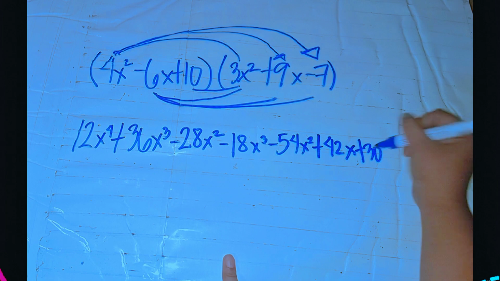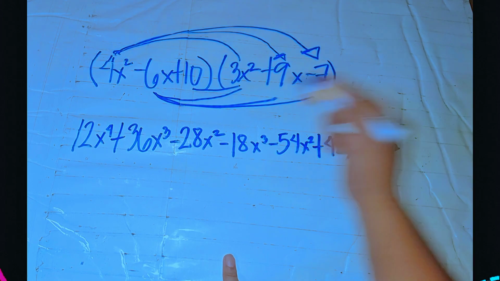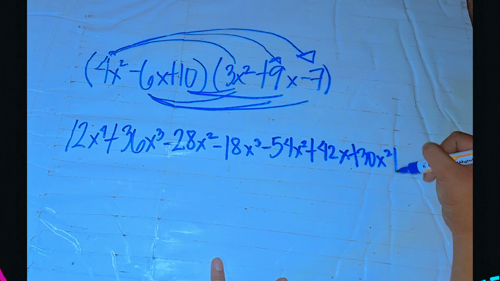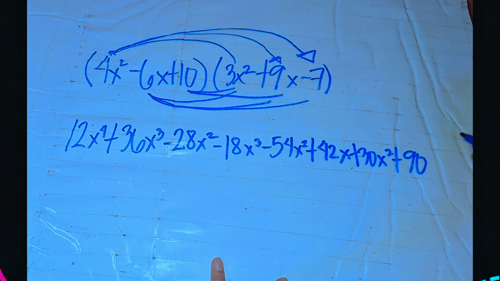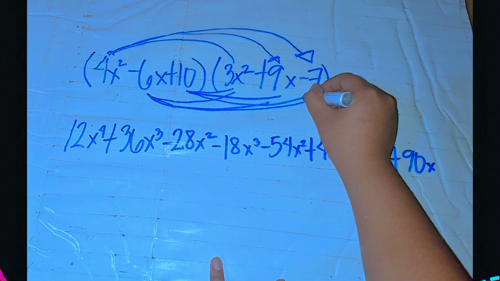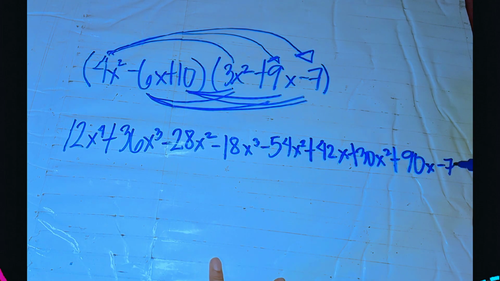positive 30x squared. 10 times 9x is equal to positive 90x. 10 times negative 7 is equal to negative 70.